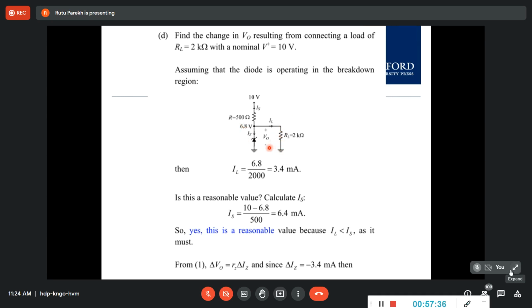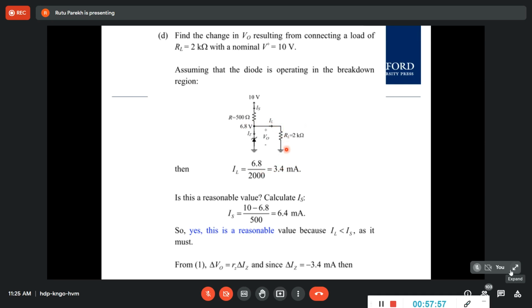That's the same as the LED, and the LED had 3 volt. So this is 6.8 volt, and divided by the load resistance, this is IL. This is the IL that is flowing, and that is 3.4 milliamp.